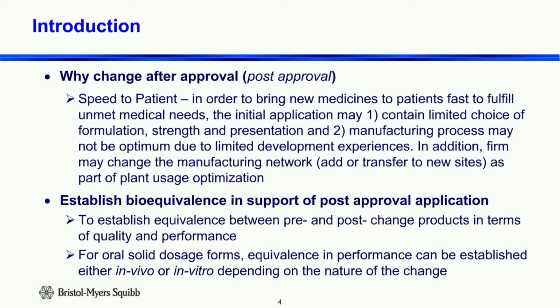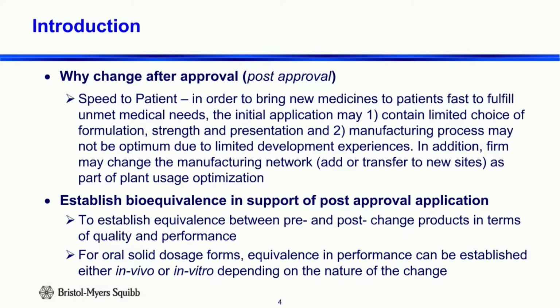So I guess before we get started into the details on the concepts and examples, the question you may ask is why we want to make changes after the initial application gets approved. As you all know, to develop a new drug and put it on market, it usually takes 5 to 10 years, right? Lots of the new medicines are for unmet medical need. So the earlier the medicine can be introduced to the market, the more lives we can save. Therefore, the initial submission may only contain a limited choice of formulation, strengths, and presentation, and also because of the short development time, the manufacturing process may not be optimized.